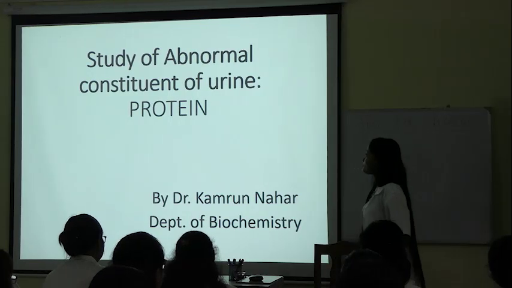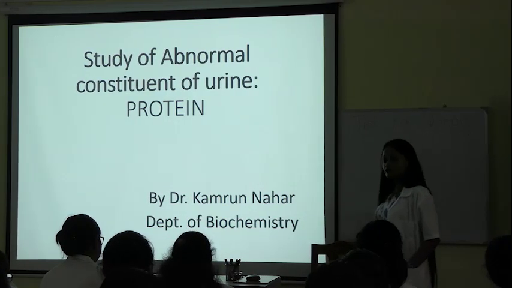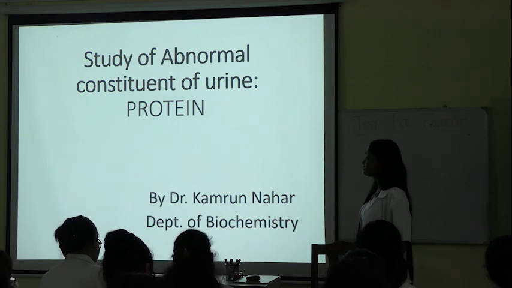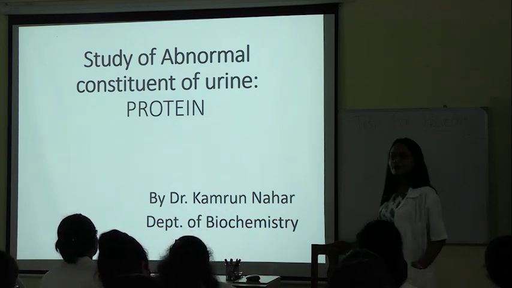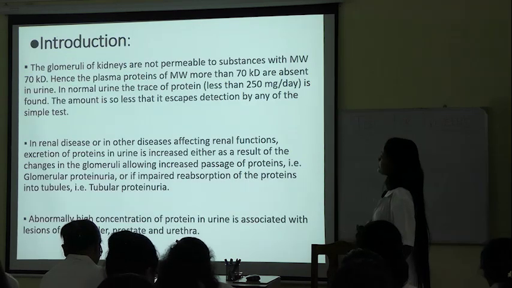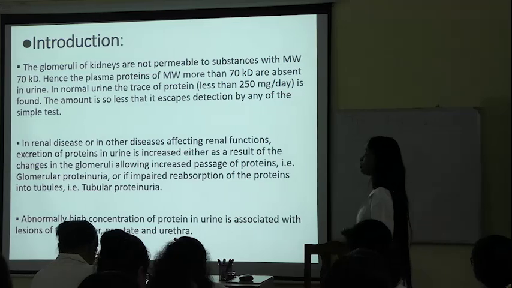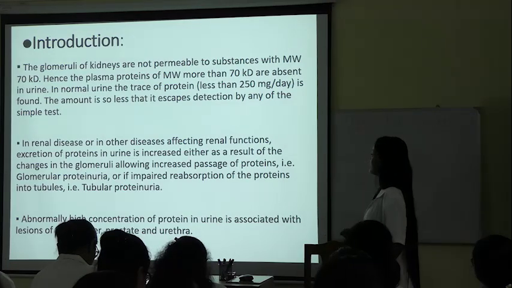So today our topic is the study of abnormal constituents of urine. You have already completed the normal constituents and the reducing sugar with Benedict test. In the introduction, the glomeruli of the kidneys are not permeable to substances with molecular weight above 70 kilodaltons.